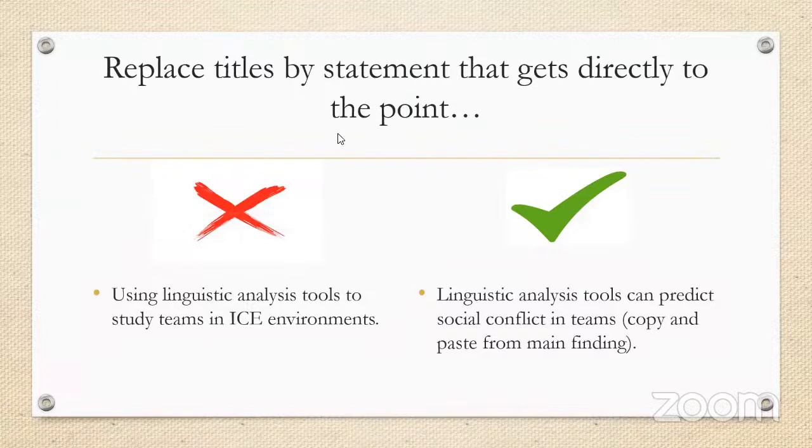Here, just a repetition of what we said. Replace titles with statements that get directly to the point. For example, if you see here, this title, using linguistic analysis tools to study teams in ICE environment, it's a little bit more difficult to absorb. We can just say linguistic analysis tools can predict social conflict in teams. This is plain language everyone can understand, and it also looks like it's from the conclusion part of the study.